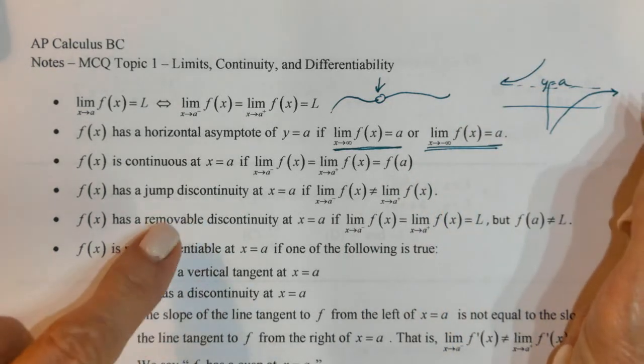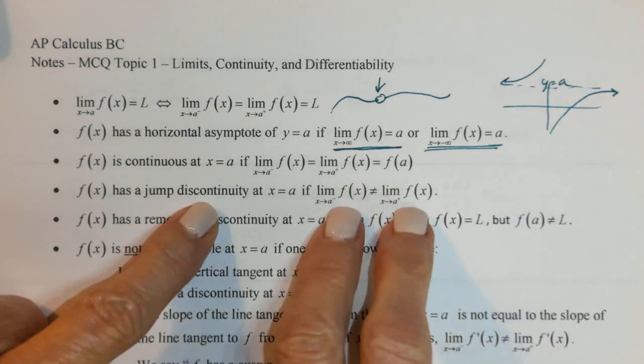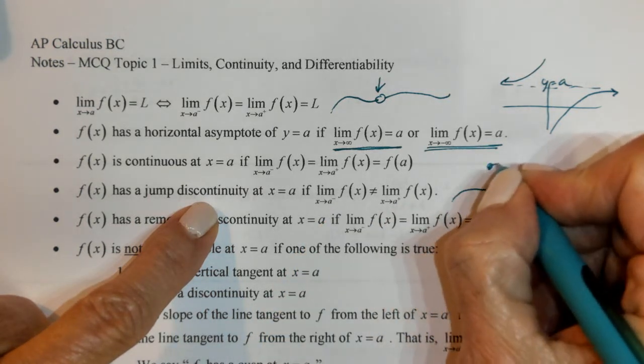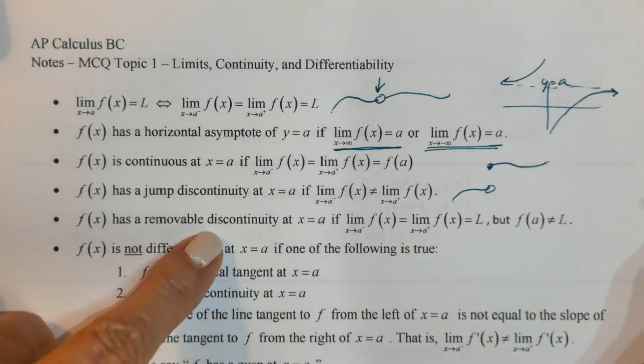Okay. F has a jump discontinuity if the two limits are not equal. So the limit from the left is not equal to the limit from the right. There's a jump in there. That's called a jump discontinuity.